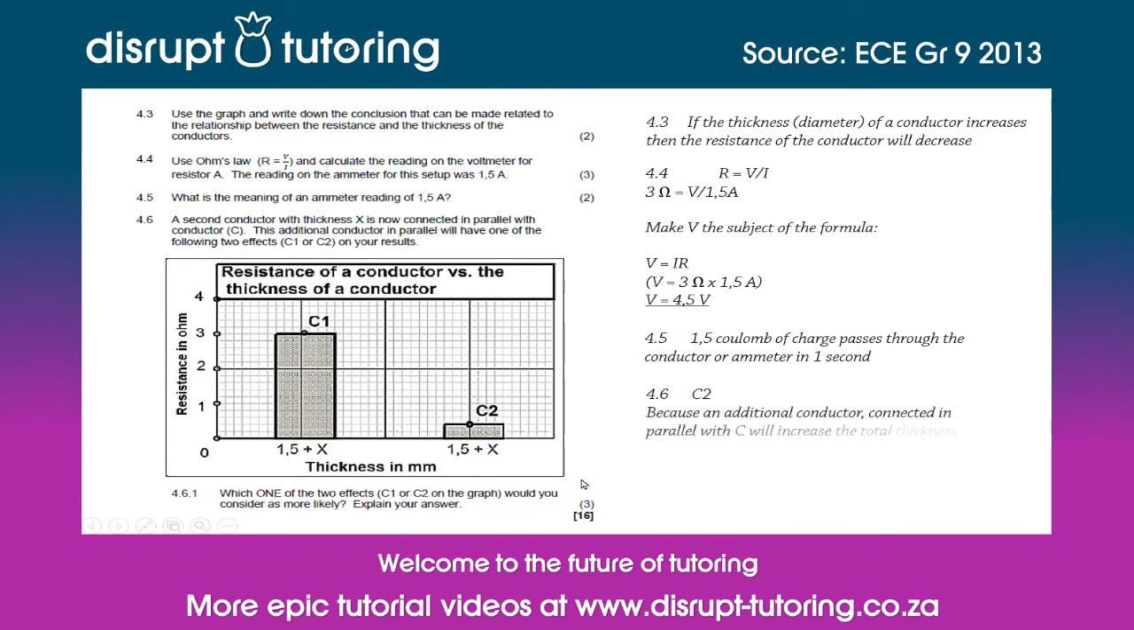outcome because an additional conductor connected in parallel with C will increase the total thickness of the conductors and therefore decrease the resistance. If you remember 4.3, we said that if the thickness of a conductor increases, then the resistance of the conductor will decrease. So if we add an extra conductor, it increases the overall thickness and therefore we have a decrease in the resistance. There we go, and that is the decreased resistance, 0.5 ohms.